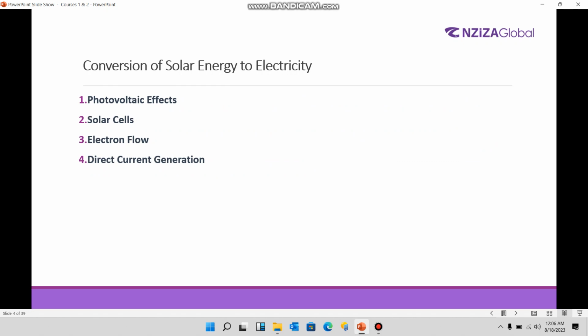Third, we have the electron flow. When photons strike the solar cell, they can dislodge electrons from their atoms in the semiconductor material. This creates an imbalance of electrons between two layers, leading to the flow of electrons from the n-type layer to the p-type layer, creating an electric current. Number four is direct current generation. The electricity generated by the solar panel is in the form of direct current, which is the same type of electricity produced by batteries.